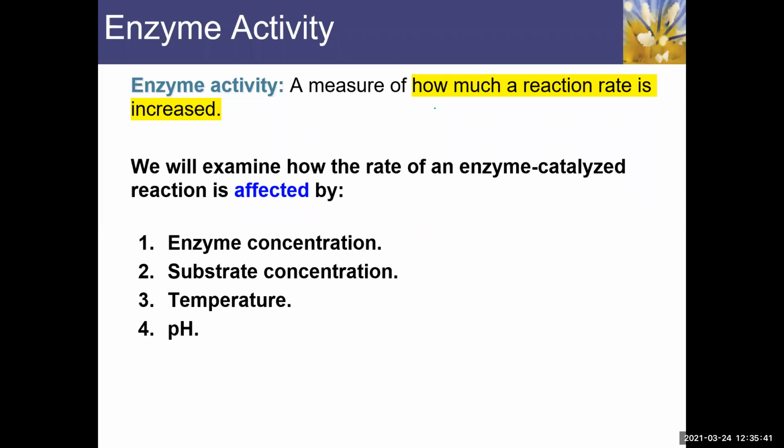So here we'll do some experiments to find out what is important for the enzyme. Is it enzyme concentration? Is it substrate? Is it temperature, or is it pH? So let's change one thing at a time and see what happens. Which factors will influence the enzyme activity? Let's try to see that.